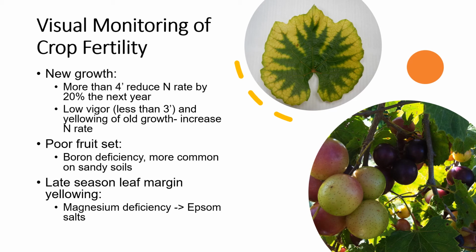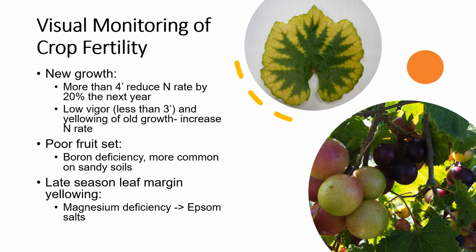If by contrast we go out and we're seeing that our canes are really not that long and we have a very short internode length, and we're getting growth of less than 3 feet, maybe even seeing some yellowing on some of the older leaves in the planting, that may mean that we're not putting out enough nitrogen and maybe we need to increase that rate by 10 to 15% in the next year.